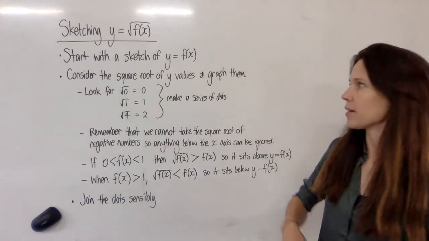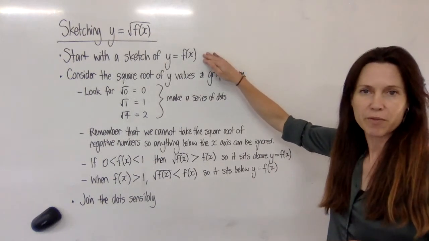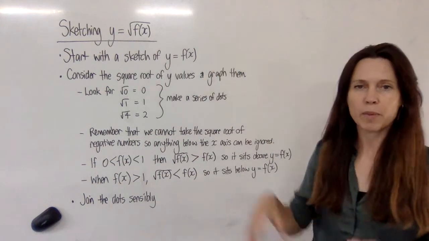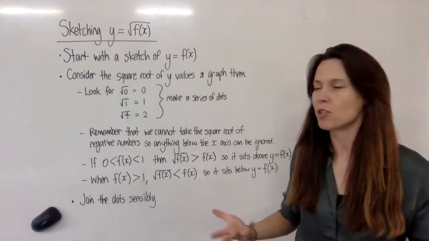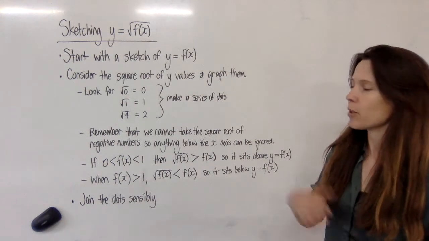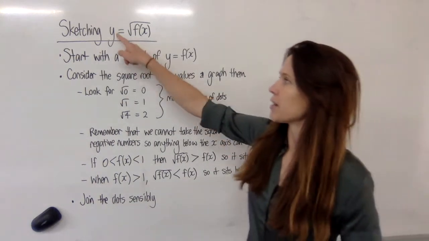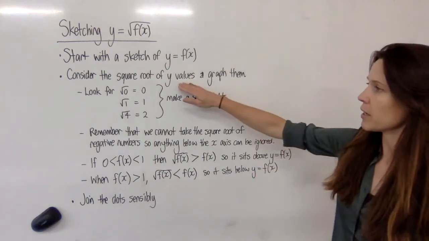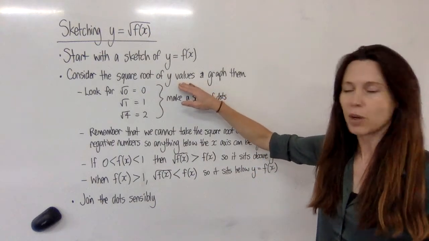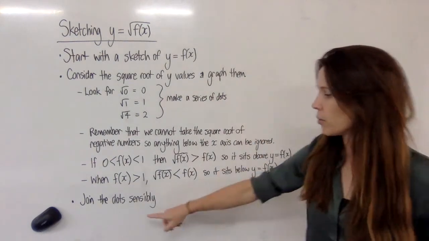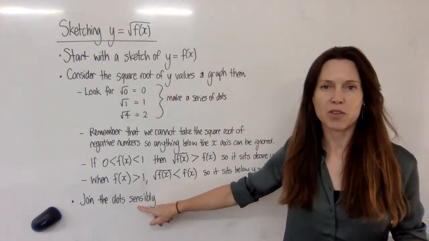In all of these, we've started with y equals f of x, and we've looked at that sketch first. Either you're going to be given that sketch, or maybe you're given an equation and you can start by sketching it. Then we're really just looking for y values, and we're looking to change them. So in this case, every time we find a y value, we want to take the square root of it. If we can consider the square root of a bunch of different y values and then plot them by making small dots, then eventually we can join up the dots sensibly to make our new graph.